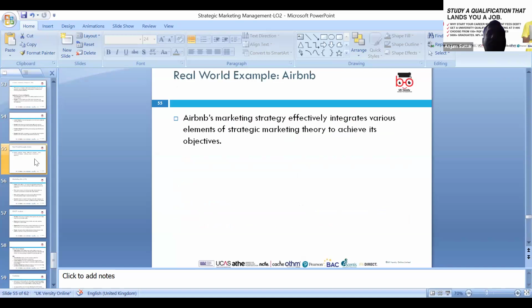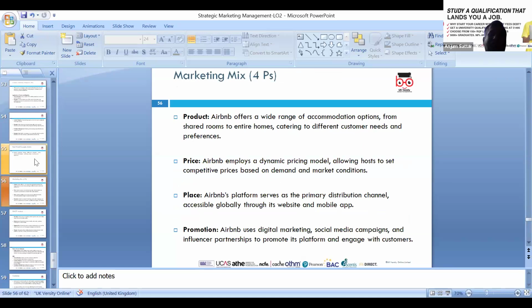So Airbnb's strategy effectively integrated the various elements of strategic marketing to achieve its objective. And we already had product, price, promotion, and place. The airline is offering the product which really meets the needs and the wants of the customer.